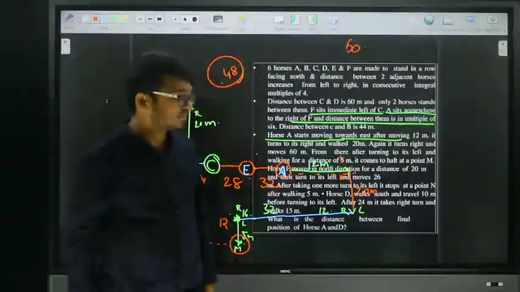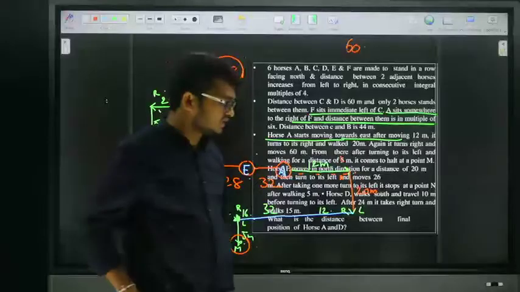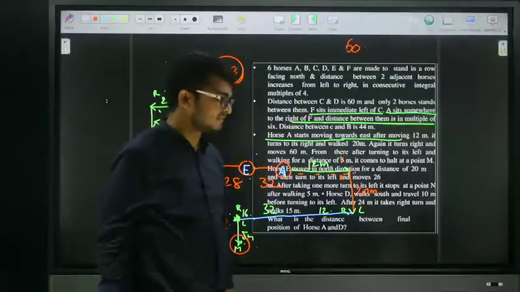Friends, once the class is complete, once again try to solve it. That time you will get clarity. In this, is there any doubt?